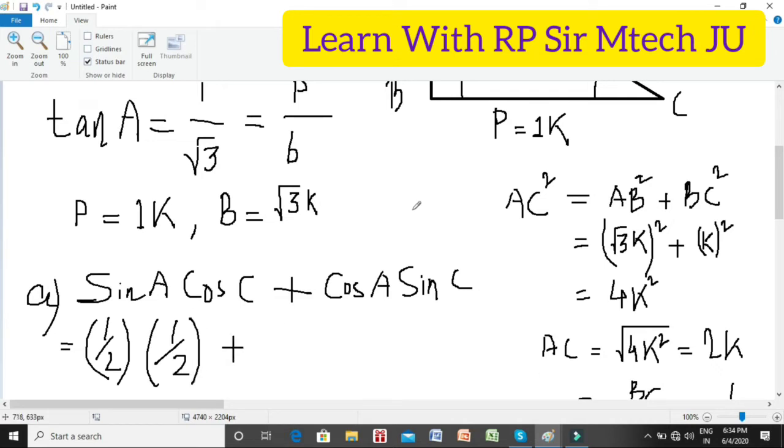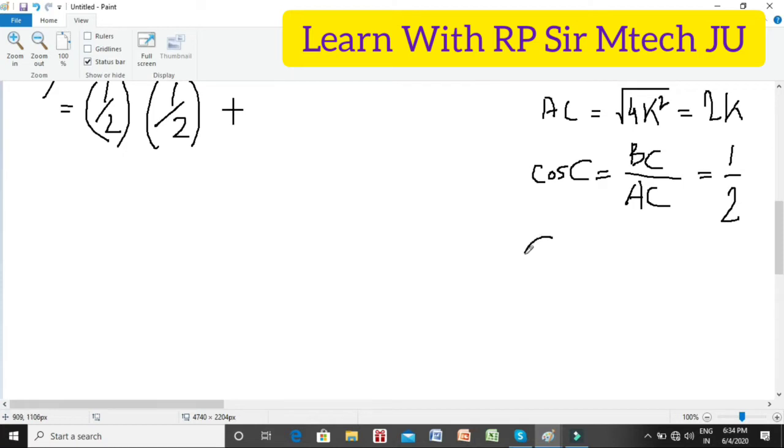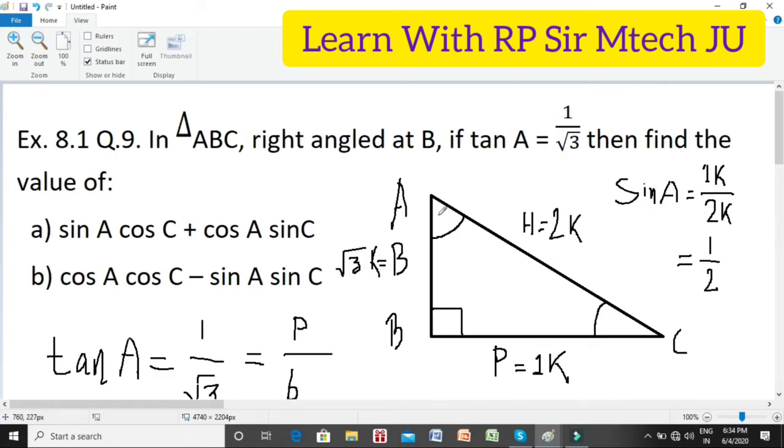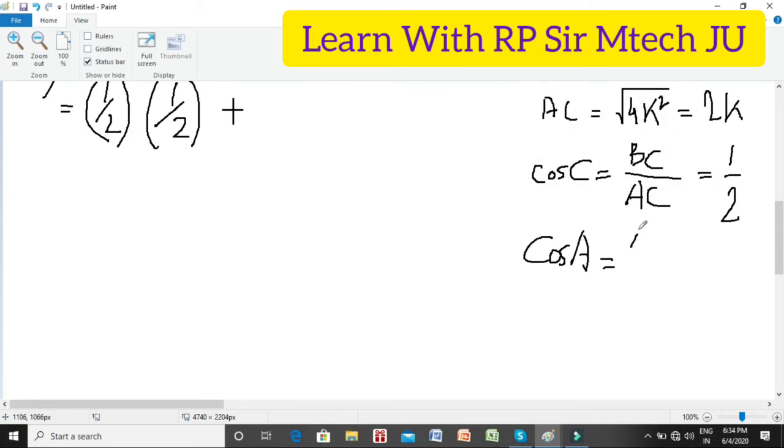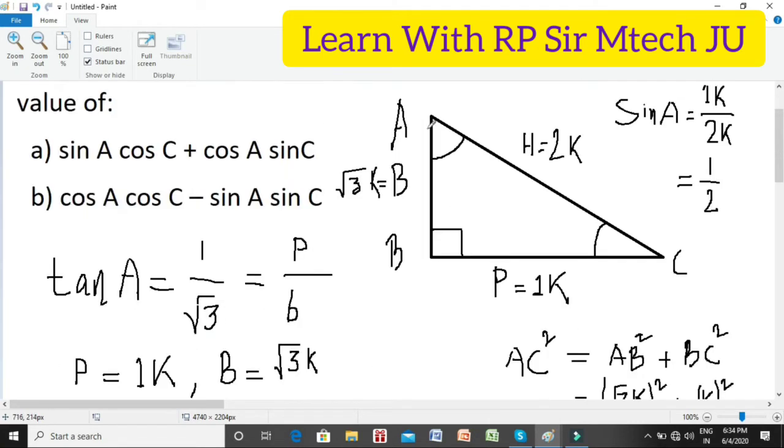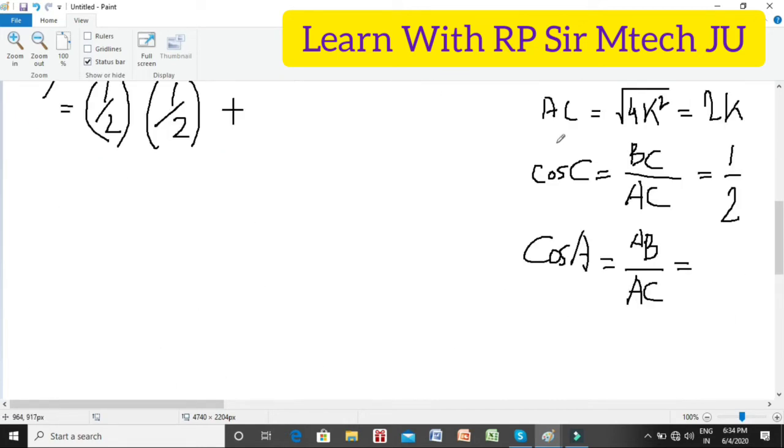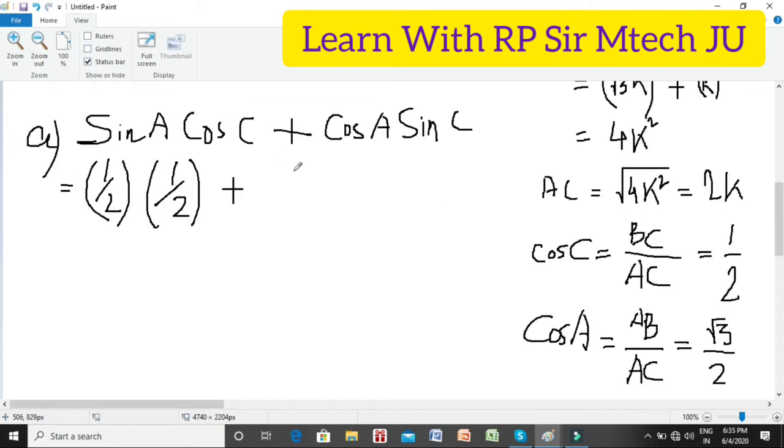Plus, now cos A. What will be cos A? So cos A will be this angle A. So base will be this one, AB by AC. So AB will be root 3k and AC will be 2k. So the k will get cancelled out. The answer will be root 3 by 2. So it will be root 3 by 2. Root 3 by 2.